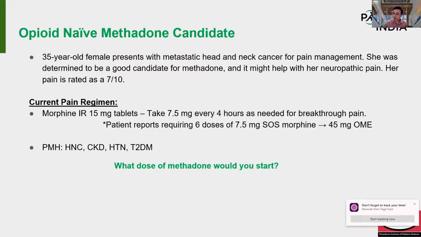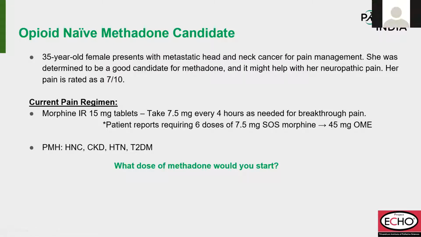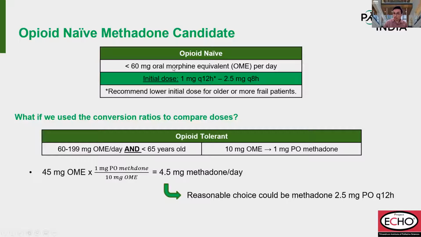So what conversion ratio were you using for the 45? 10:1. So 4.5 a day. If we think about that, on opioid naive patients, we can start anywhere from 1 every 12 hours up to 2.5 every 8. So any dose in that range would be reasonable.